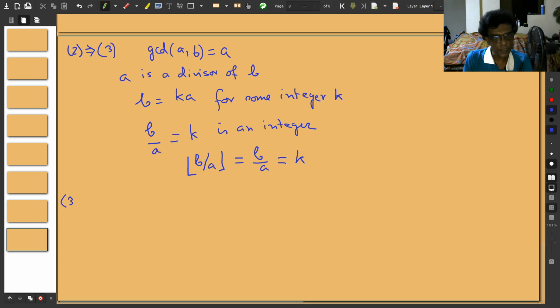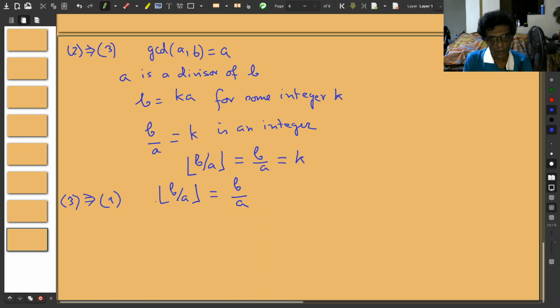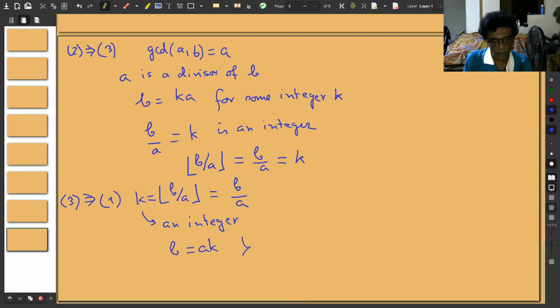Finally, I have to show 3 implies 1. So, it is given that floor of B by A is equal to B by A. So, let us call this K. Since floor is an integer valued function, K is an integer. But then what do I have? B equal to AK for an integer K. So, this implies A is a divisor of B.